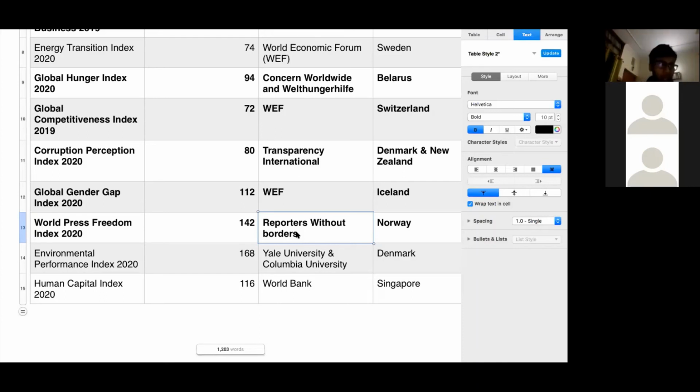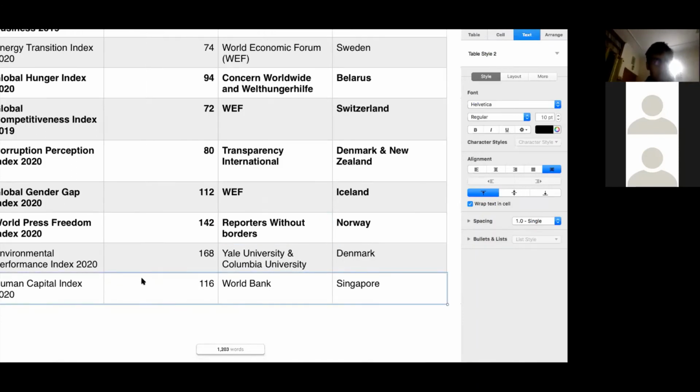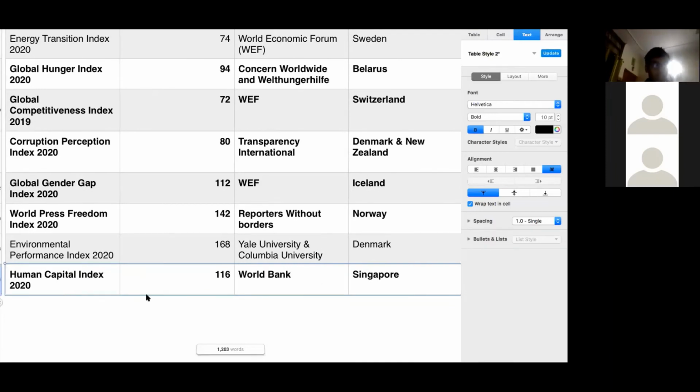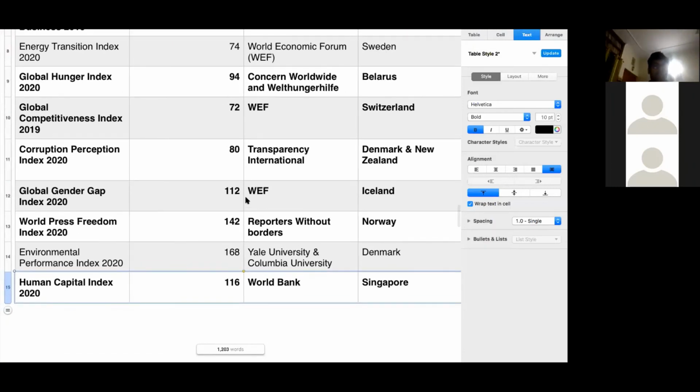Then we come to the Human Capital Index. Before I come to the second last one, first go to the Human Capital Index, which is again given by the World Bank, where how educated, how healthy, and how talented and skilled a country's population is, is measured by the World Bank's Human Capital Index. And according to the 2020 edition of that index, India was ranked a fairly low 116, while Singapore was the number one ranked country. Singapore was the highest ranked country according to these figures.